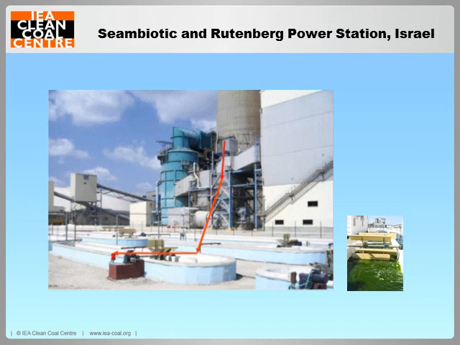Seambiotic was the first company in the world to utilize flue gas from coal-burning power stations for algae cultivation. Its pilot facility was established in 2006 and is located at the Israel Electric Corporation's Rutenberg coal-fired power station, close to the city of Ashkelon.